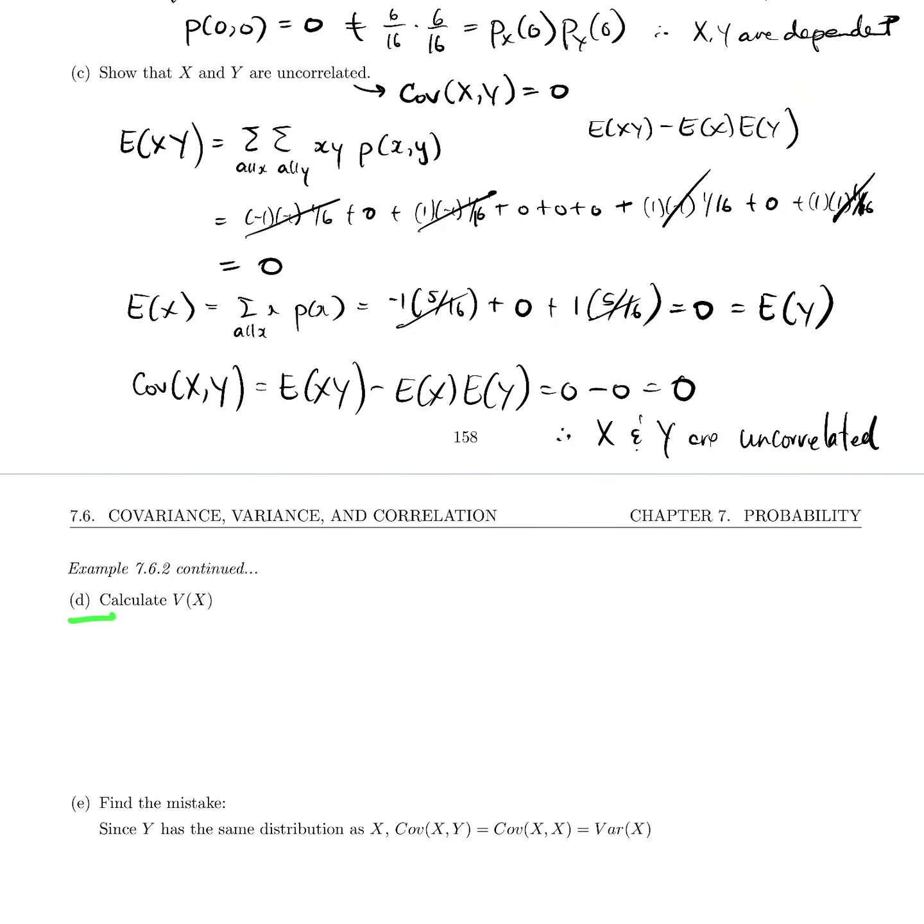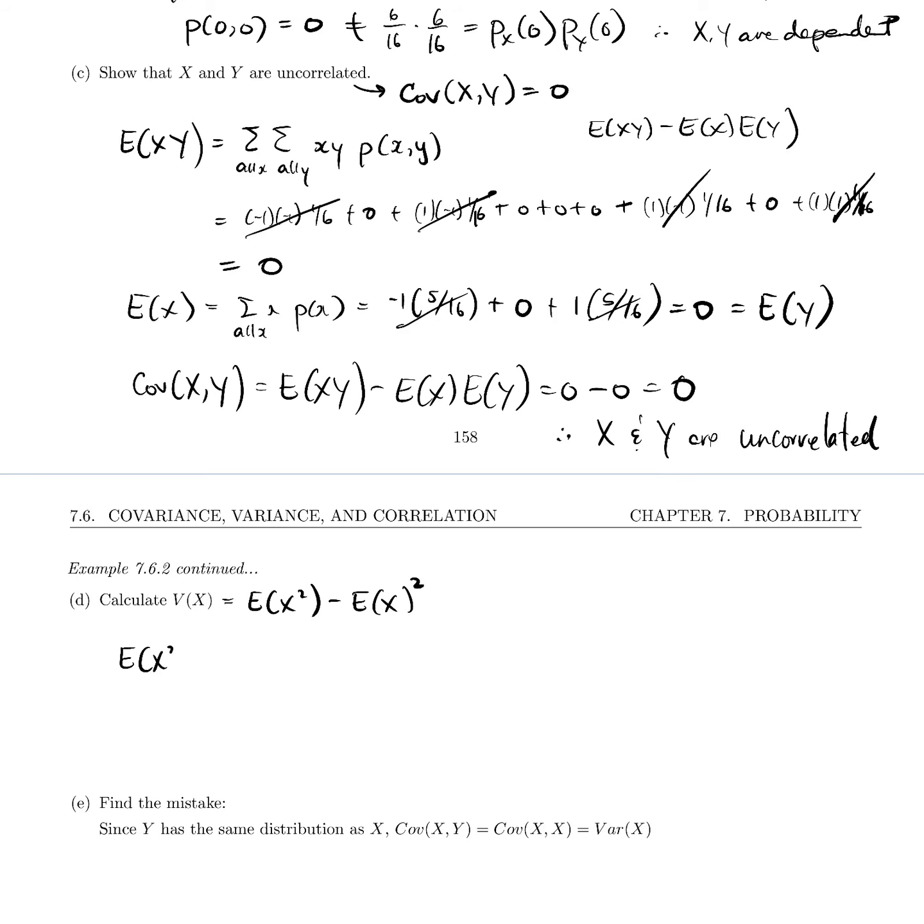We've got two more parts of this. We're asked to calculate the variance of x and then to find the mistake in the statement in E. So let's calculate the variance. Using the computational formula of the variance, E of x squared minus E of x all squared. Well, E of x we already have. We don't have E of x squared, so let's start by calculating that.